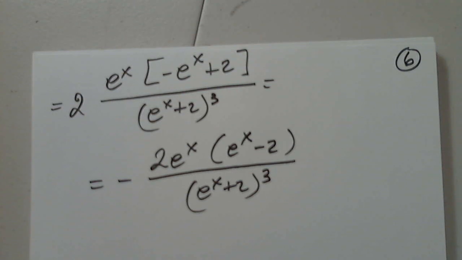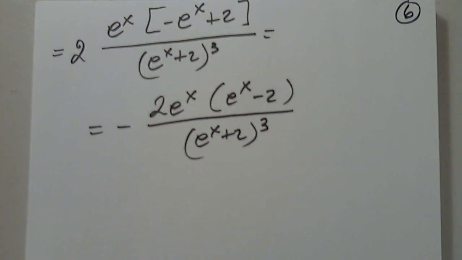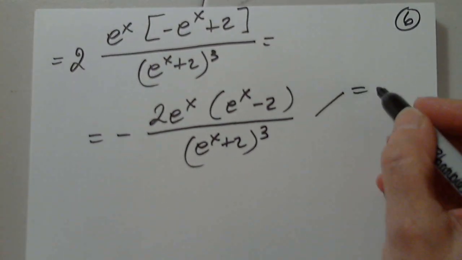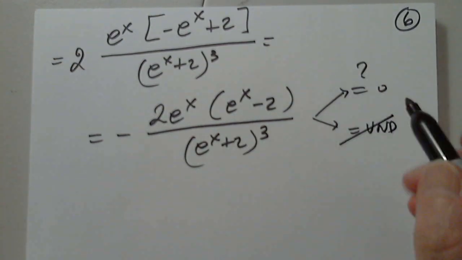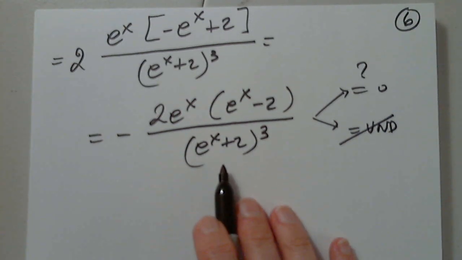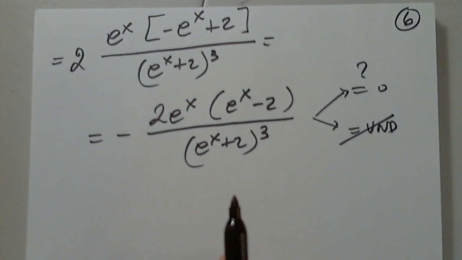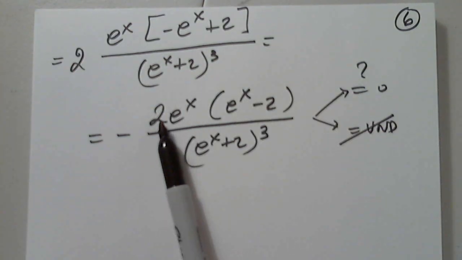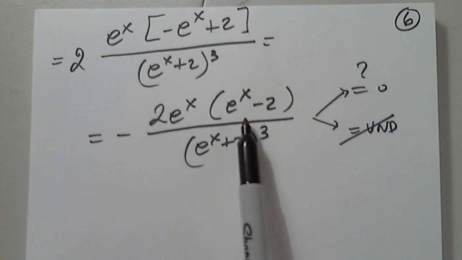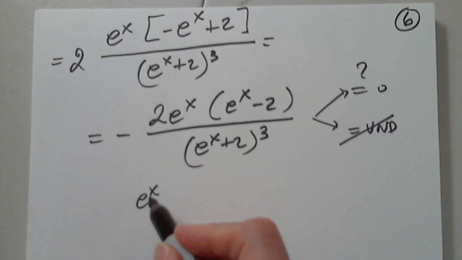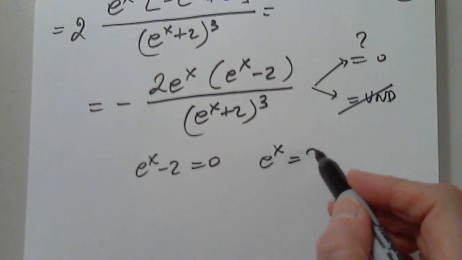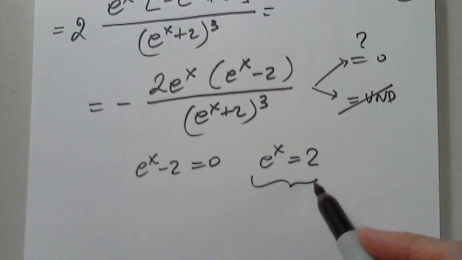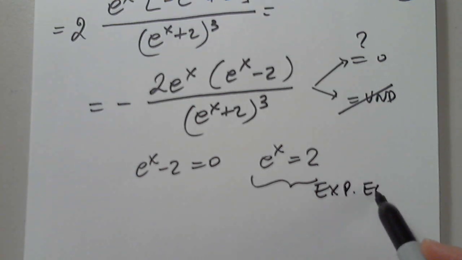My goodness, a lot of calculations here. So at this point, I know it's either 0 or undefined. Not undefined, because this is never undefined, actually. So it can be 0, not when 2 is 0, not when e to the x is 0, but only when e to the x minus 2 is 0, or e to the x equals 2. How do I solve such an exponential equation?